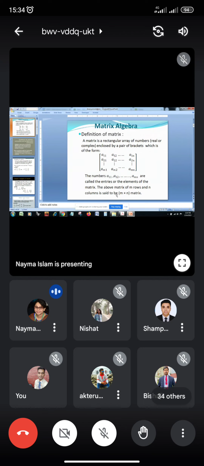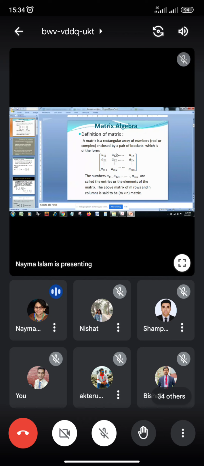And this matrix is an M by N matrix. That means row by column. Calculate this: how many rows and how many columns are there? Here the number of rows is M and the number of columns is N. So it is a row by column matrix. And here you can use the third bracket or also the first bracket. The first bracket indicates a matrix and the third bracket also indicates a matrix.